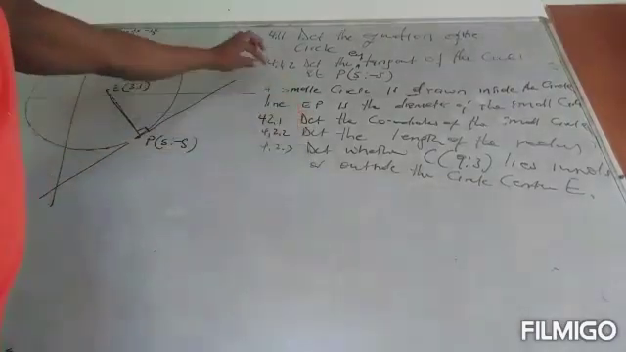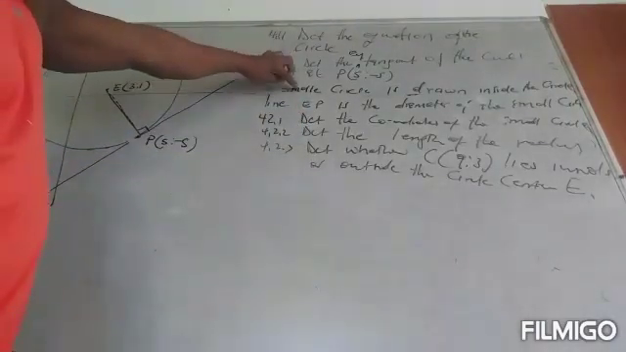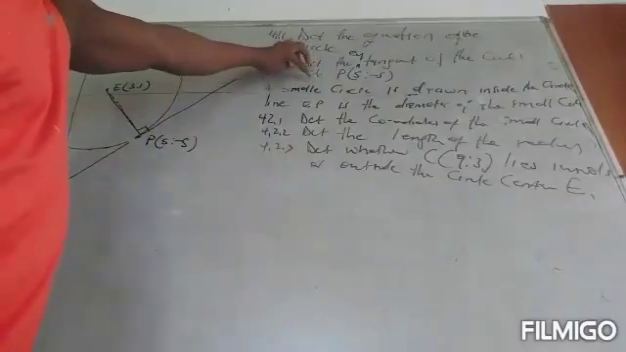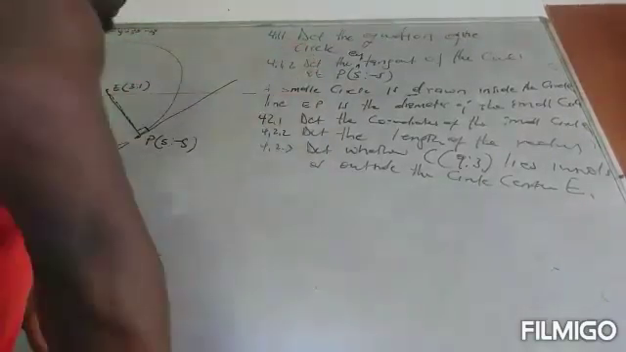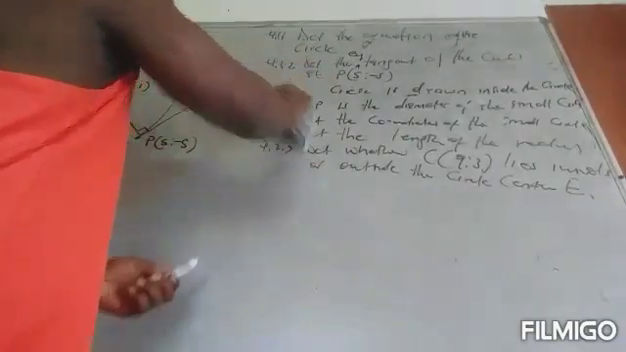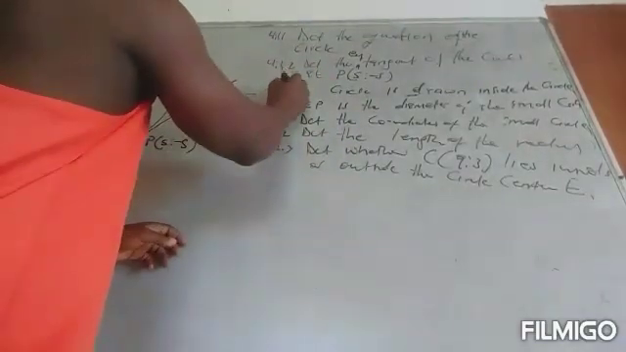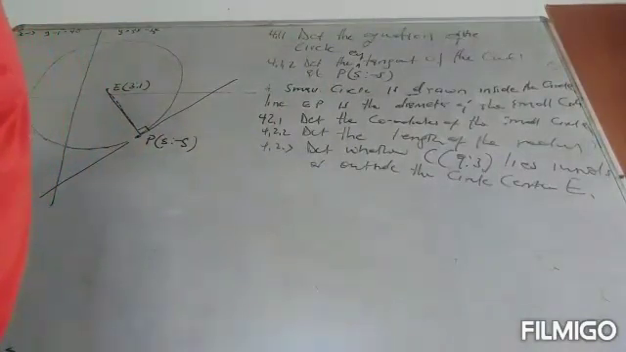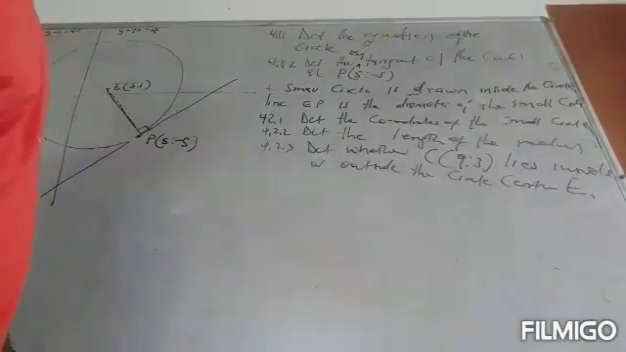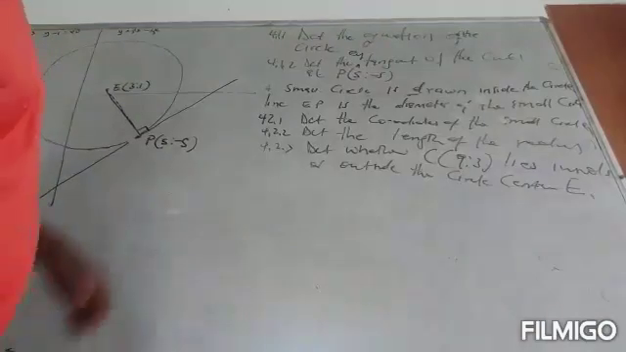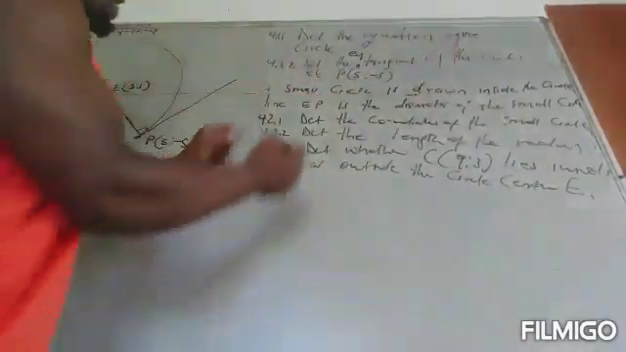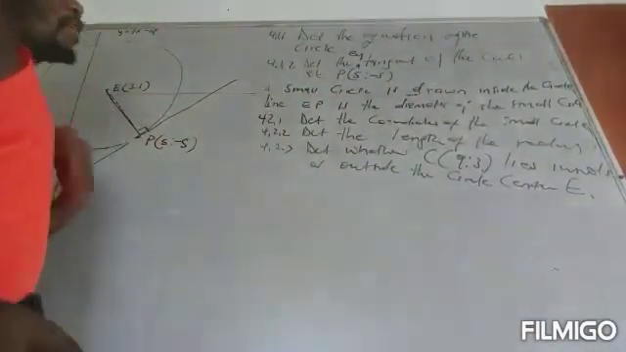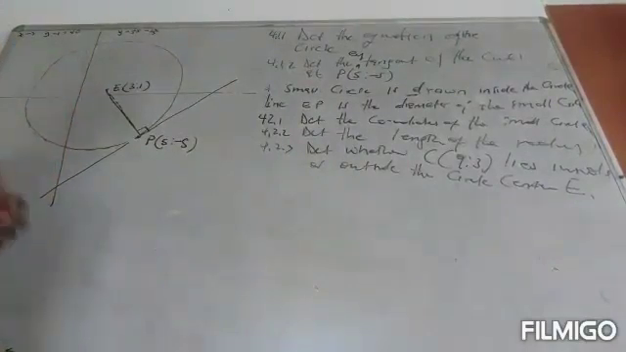4.2.1. A smaller circle is drawn inside the circle. Line EP is the diameter.